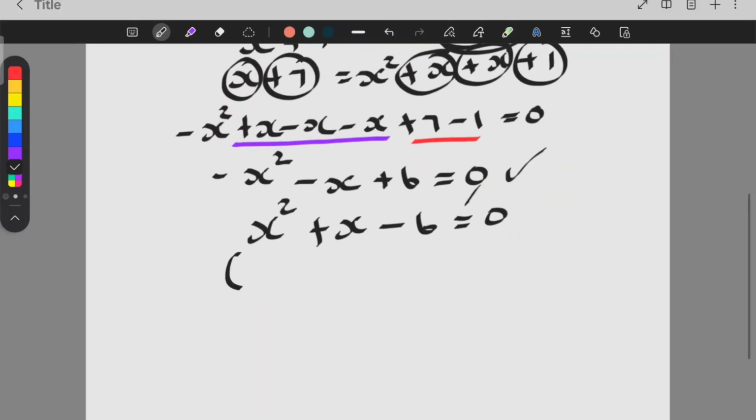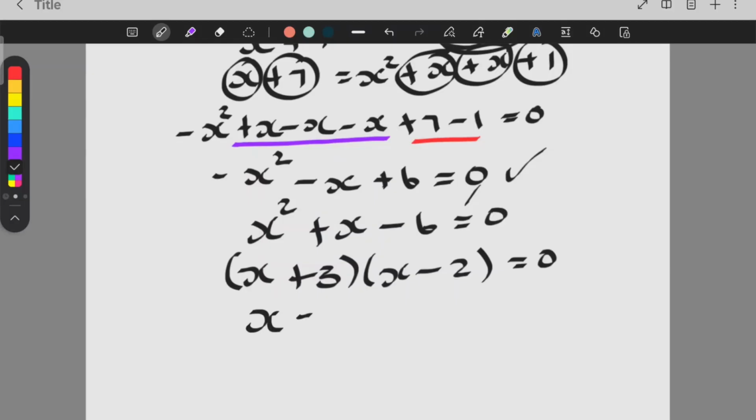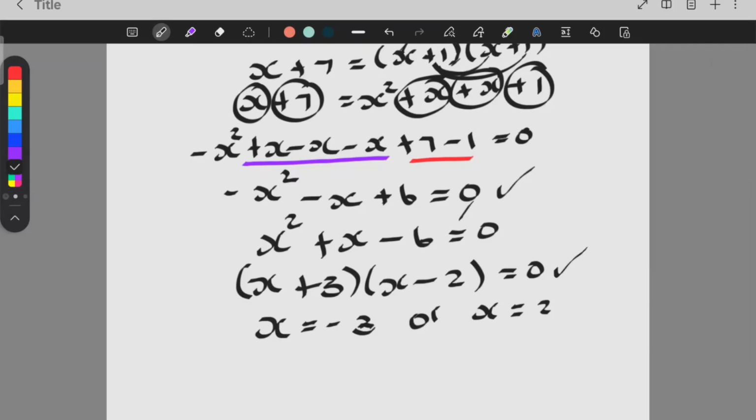Now we're going to factorize, or you can use the quadratic formula. With this one, the answer is not 6 and 1, it's 3 and 2. If you are confused, use the quadratic formula. A plus and a minus. I get my x to be negative 3 or my x to be positive 2. You get a mark for using the formula or for factorizing, and then you get a mark for both answers.